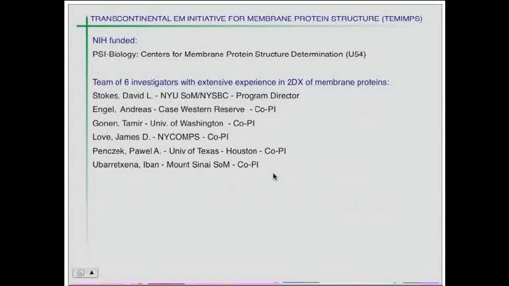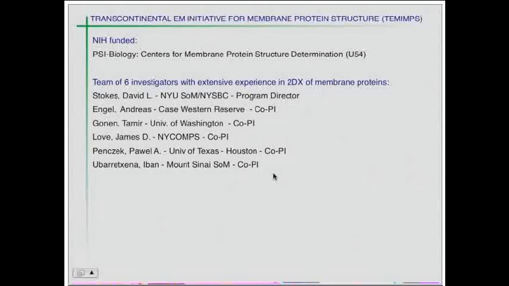All this is spearheaded by David Stokes, who is the PI, and there are another 5 labs, Andreas, Tamir, James Love, Pavel Pensek, and myself involved in this. This is a 5-year grant where we want to really push structure determination by electron crystallography. And I'm very happy that, for example, Pavel Pensek, one of the developers of Chimera, will be working with us to try to use single particle averaging techniques to improve the quality of crystals.